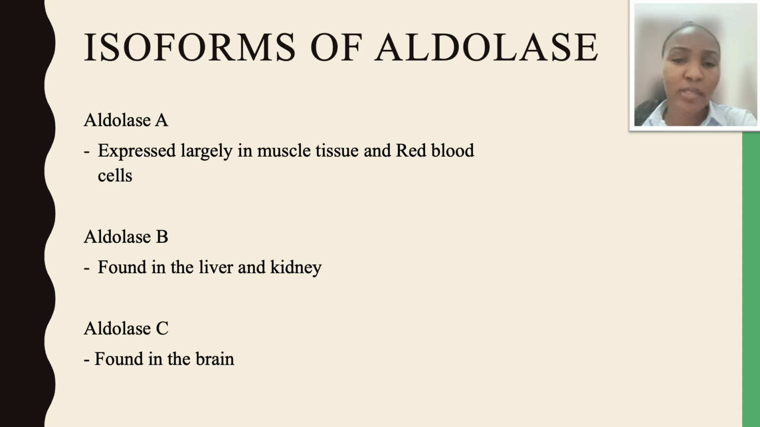So again, aldolase is a very important enzyme in the glycolytic pathway and even in gluconeogenesis, and it also comes in different forms, different isoforms called aldolase A, aldolase B, and aldolase C. And each isoform is found in different tissues. So aldolase A is expressed largely in muscle tissue and red blood cells. Aldolase B is expressed more in the liver, and you find some of it in the kidney, but not as much as in the liver. And aldolase C is expressed mainly in the brain.